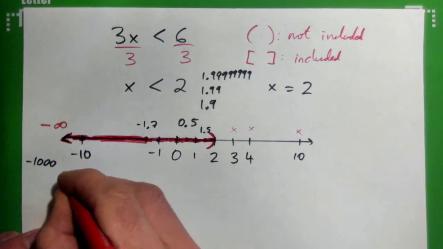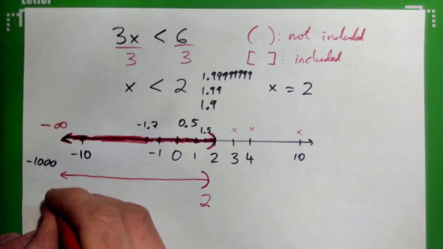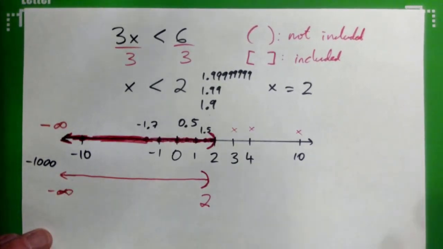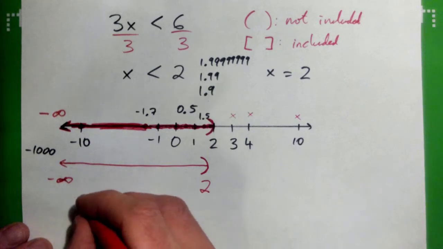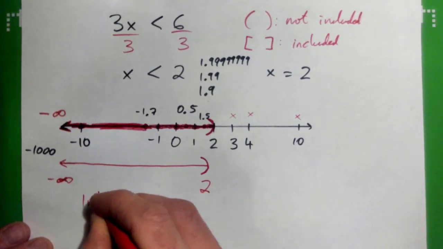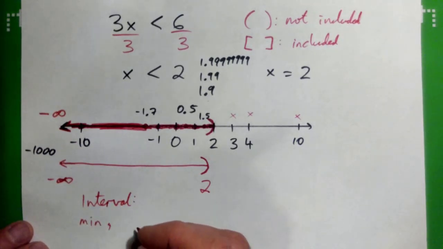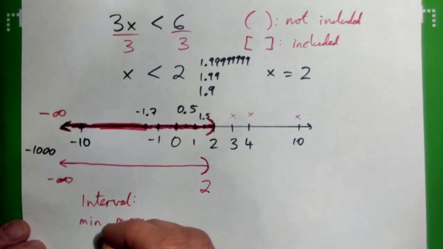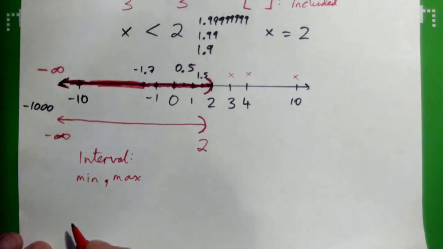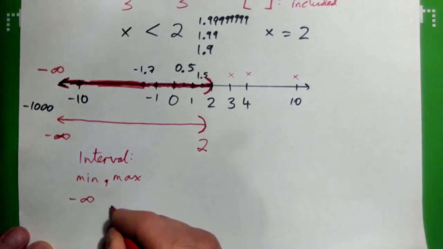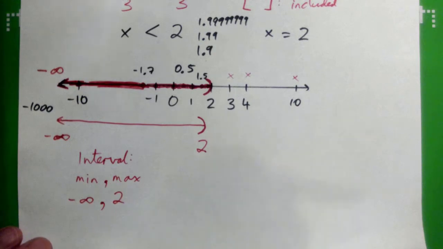And so, yeah, our line looks like this. I'll just make it more clear, but you've got a parenthesis at the 2, and it goes to negative infinity. All right. And so that's the solution set graphed on a number line. Now, I'm just going to give the interval as well while we're at it. And the interval is min, comma, max. What's the minimum number in this set and what's the maximum number? Right, the minimum is negative infinity, and comma, and then what's the maximum number in this set? Right, 2.